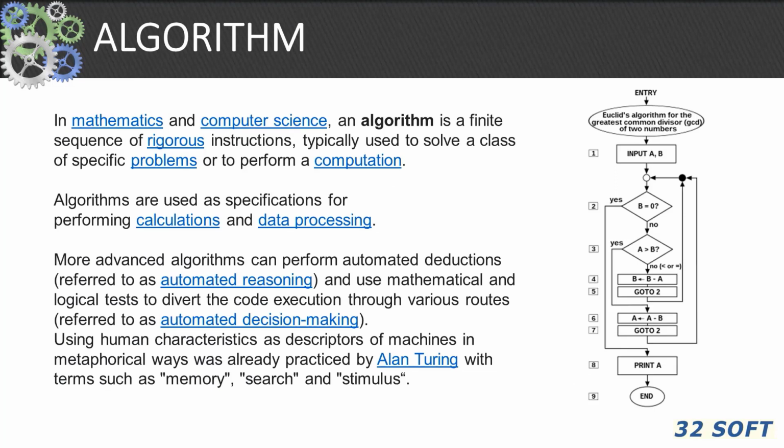In mathematics and computer science, an algorithm is a finite sequence of rigorous instructions, typically used to solve a class of specific problems or perform calculations. Algorithms as artificial intelligence will rule our lives and change our reality over the next many years.